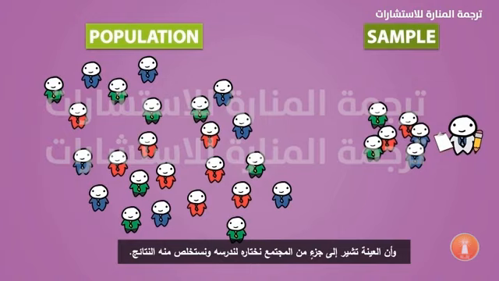Recall that a population refers to the group of things that we want information about, and a sample refers to part of the population that we take out to examine and draw conclusions.